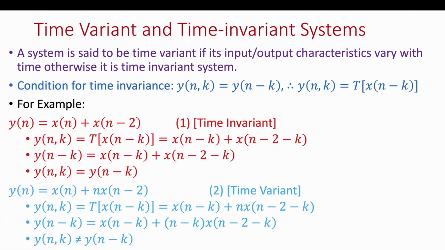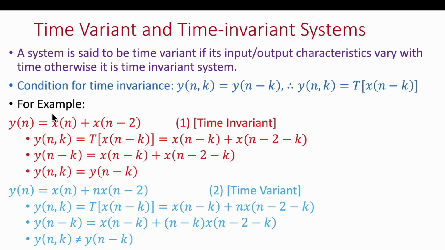The second system is the time variant and time invariant system. A system is said to be time variant if its input-output characteristics vary with time. Otherwise, it is a time invariant system. The condition for time invariance is y(n,k) equals y(n minus k). How can you calculate y(n,k)? y(n,k) is equal to the transform of x(n minus k), where x is your input.